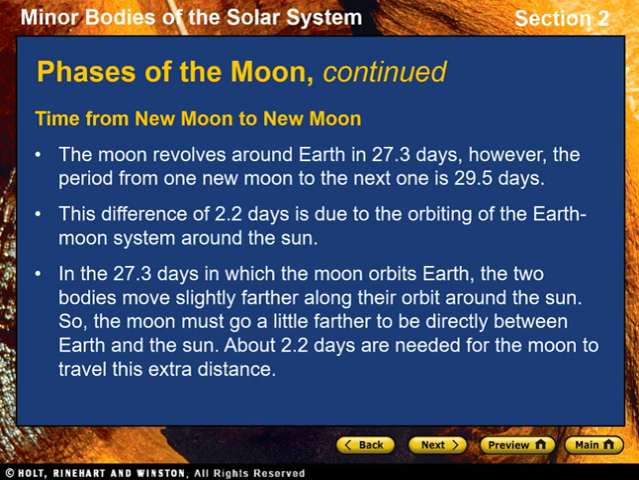In the 27.3 days in which the moon orbits Earth, the two bodies move slightly farther along their orbit around the Sun. Therefore, the moon must go a little further to be directly between Earth and the sun. About 2.2 days are needed for the moon to travel this extra distance. The position between Earth and the sun is the position of the moon in each new moon phase.